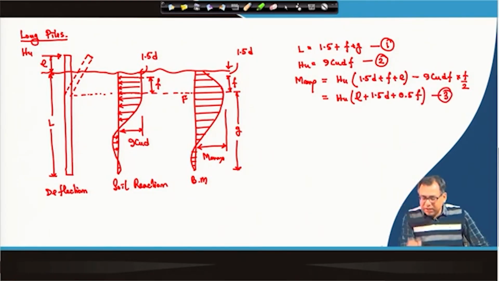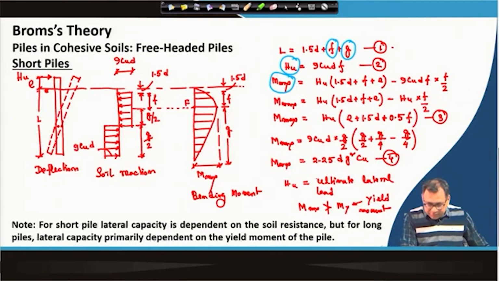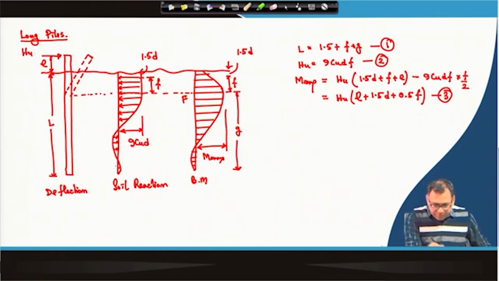What are the unknowns? Again, F is unknown, G is unknown, HU is unknown, M max is unknown. So there are 4 unknowns, but there are 3 equations, because equation 4 is not valid here for the long pile. In equation 4, for the lower part, we cannot take that type of moment expression, because the soil reaction distribution is not uniform and is different as compared to the short pile. So equation 4 is not valid. There are 3 equations for the long piles, but we have 4 unknowns.